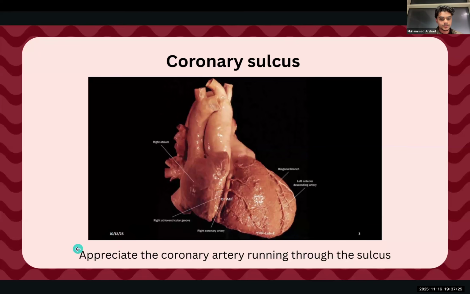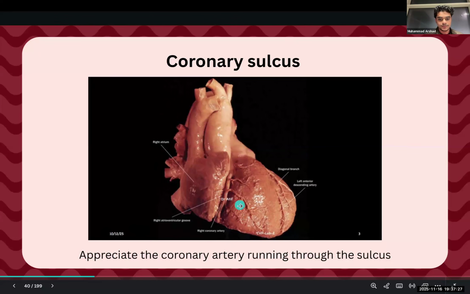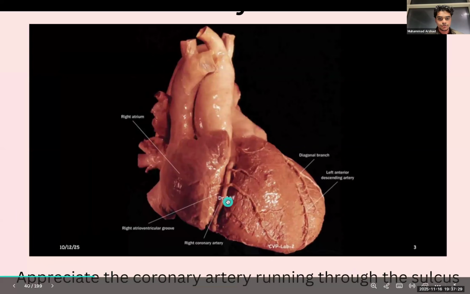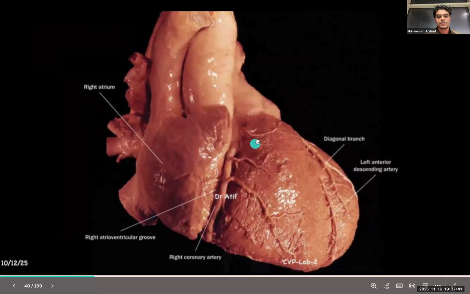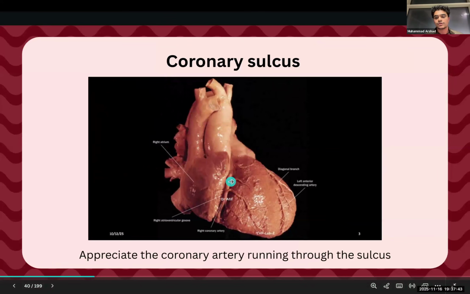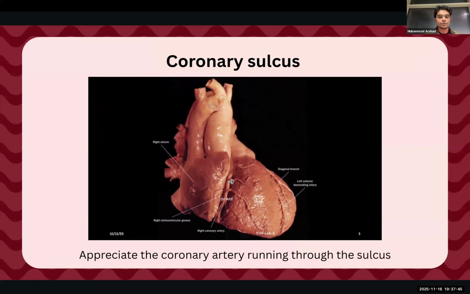And what I want you guys to do with this image specifically is appreciate the coronary artery that's running through the sulcus, okay? Because as we said, the significance of the sulci is that they have veins and arteries that are supporting the heart itself running through them. So here we can clearly see the right coronary artery running through the right coronary sulcus, okay? And there's also a left coronary artery that runs through the left coronary sulcus, because there's a sulcus between both atria and ventricles.